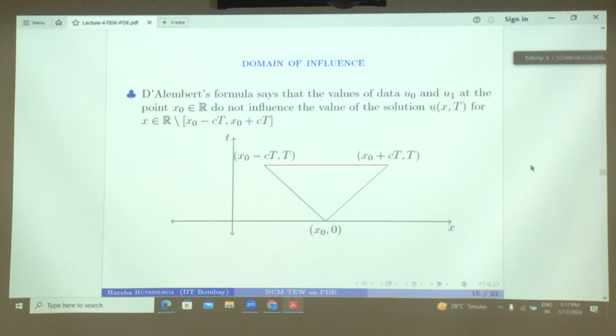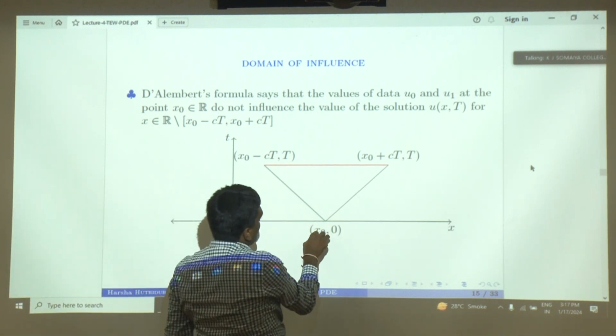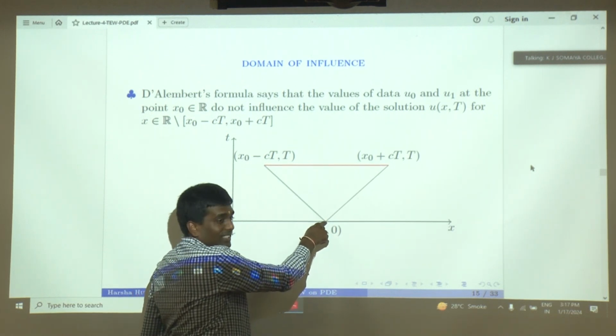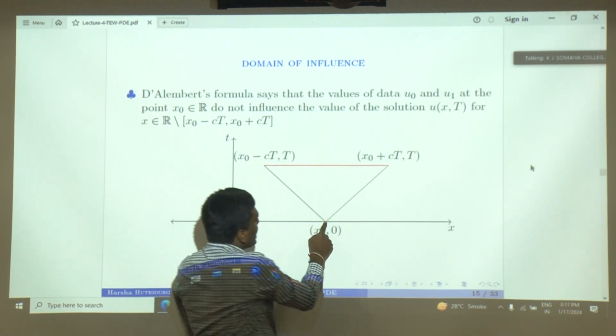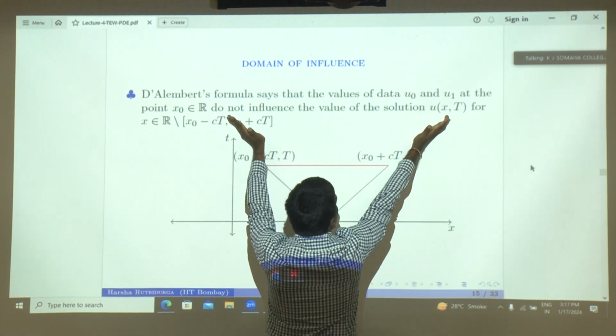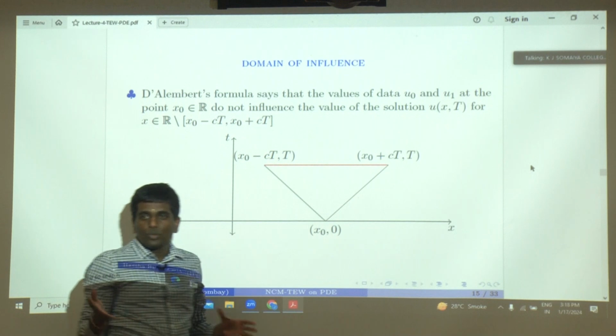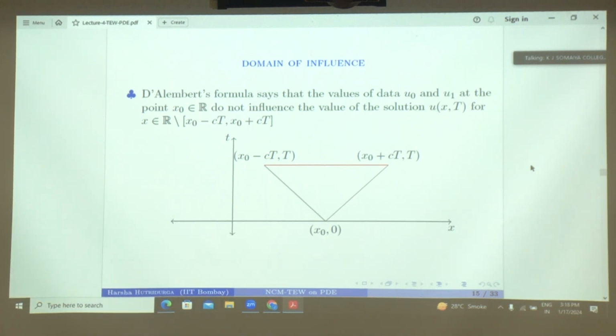Okay, it's just this. So if you are the data U0 or U1 and you have some values at this point x0, your values can influence only those guys who sit in this region. Outside that, your influence is not felt. Okay, so that's why it's called domain of influence, and that can be easily read off by that D'Alembert formula.